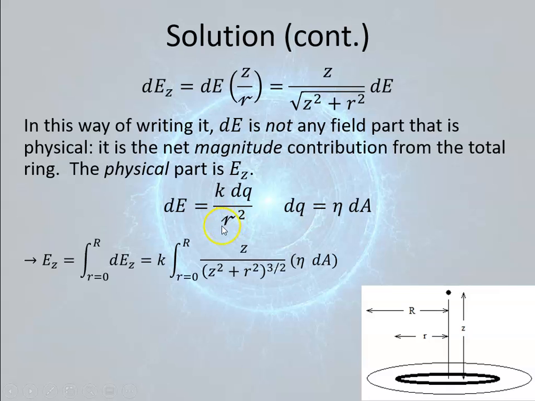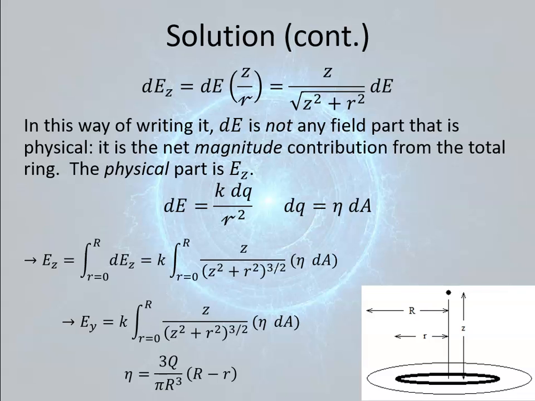Well, we have a distance squared from that, and we also have a distance from the sine angle part as well. So we're going to end up with distance cubed in the denominator there. And we also have a z in the numerator, which also comes from the sine angle. And the dq, remember, is eta dA. So I've plugged that in as well, and I've pulled out my k. My eta, though, I can't pull out, because eta here is not a constant. It's a function of little r.